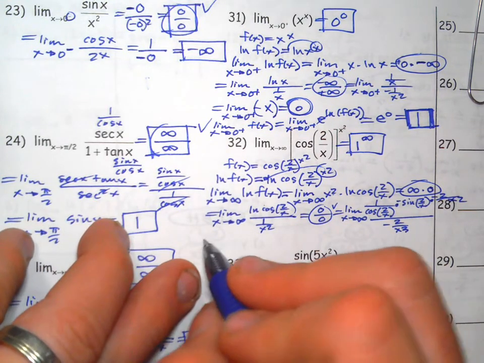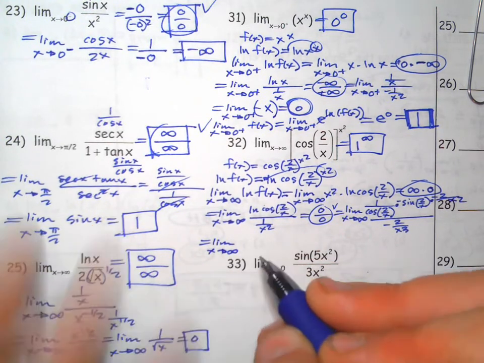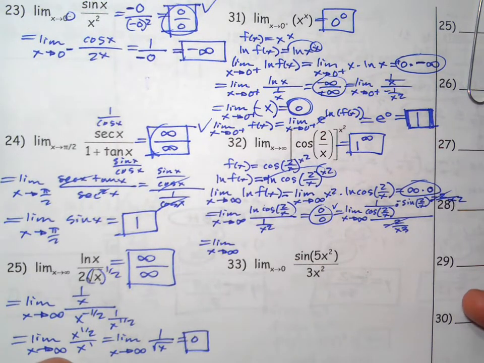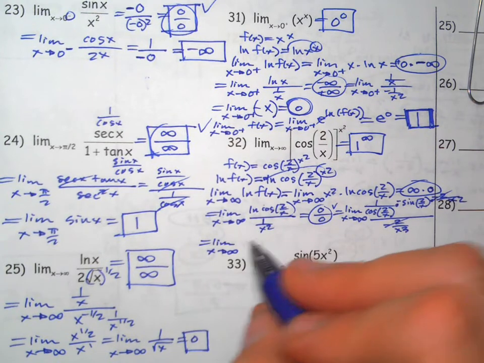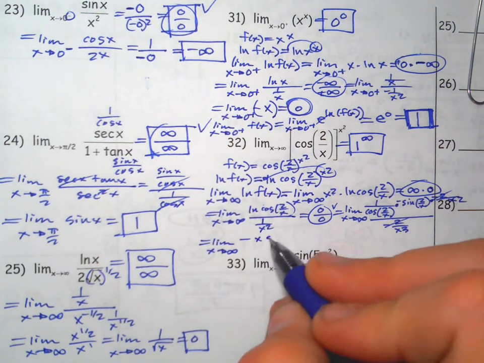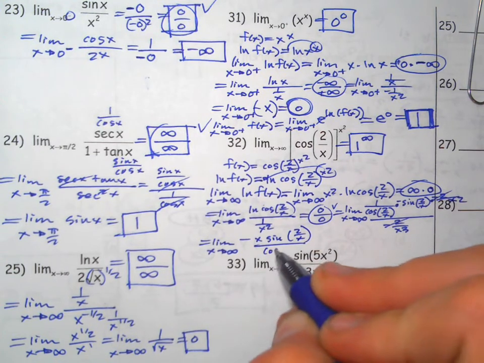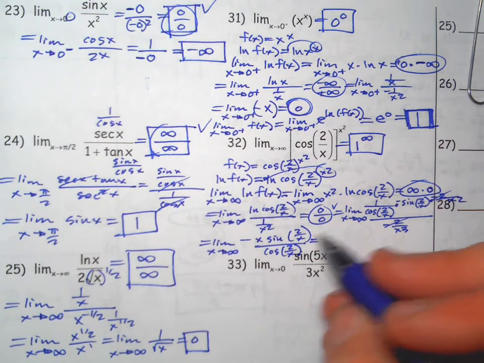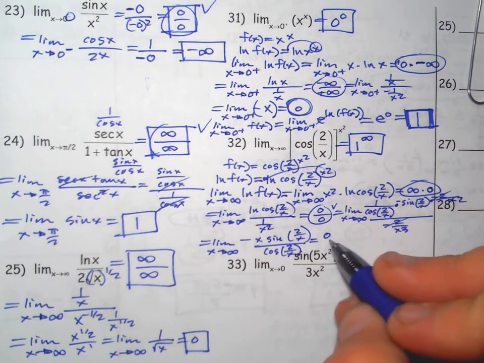Okay, can we clean that up? So the negative 2's cancel each other out. We'll get a negative x sine 2 over x over cosine 2 over x, which gives you sine of 0 is 0, 0, 0 over 1.